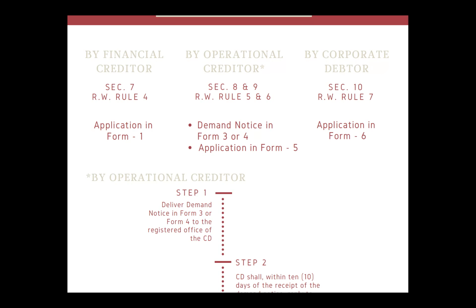So now a financial creditor, in order to initiate CIRP against a corporate debtor, shall make an application in Form 1 under Section 7 of the IBC. And now, along with making an application to the adjudicating authority, it shall also forward.